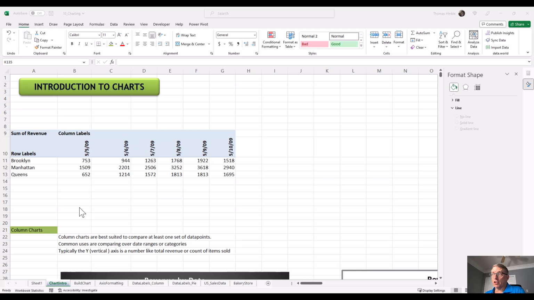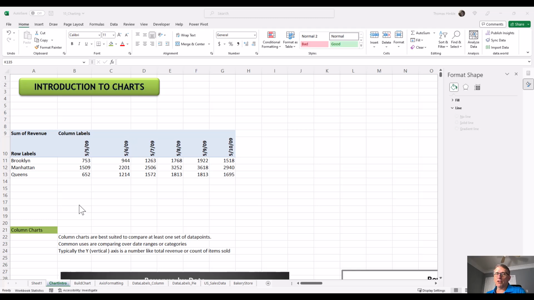Well, now we're going to talk about charting. And simply put, charting is a way to graphically represent the data that you have. So up to this point, we've done a lot of formulas, we've done some pivot tables, some other analysis, and now we want to show it off and present it to a wider audience.